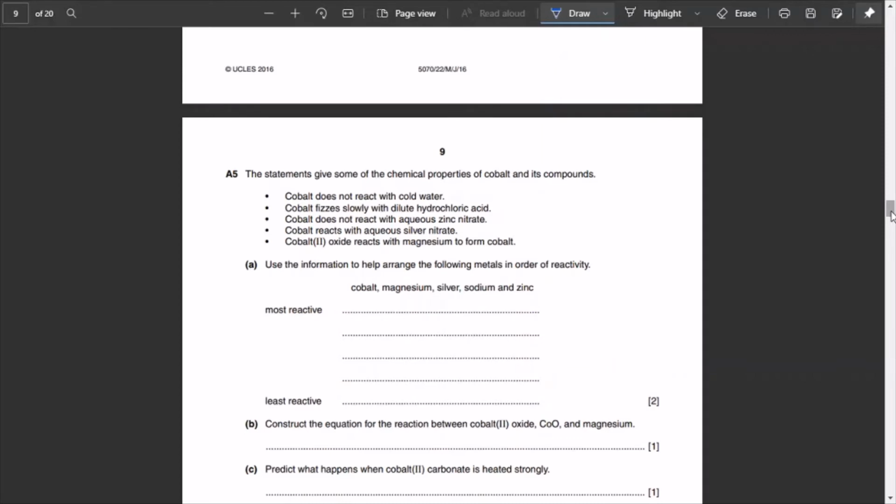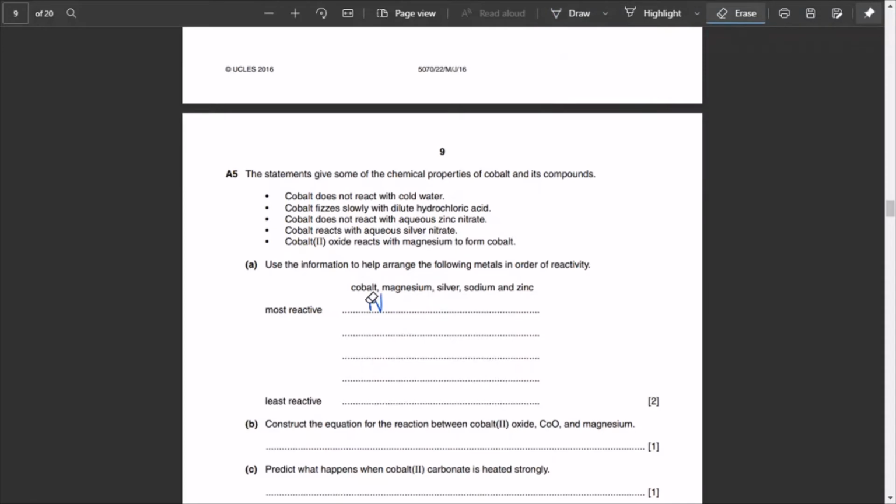Okay. So from this, the most reactive one is going to be, it does not react with cold water. However, if we look at sodium, it reacts with cold water.